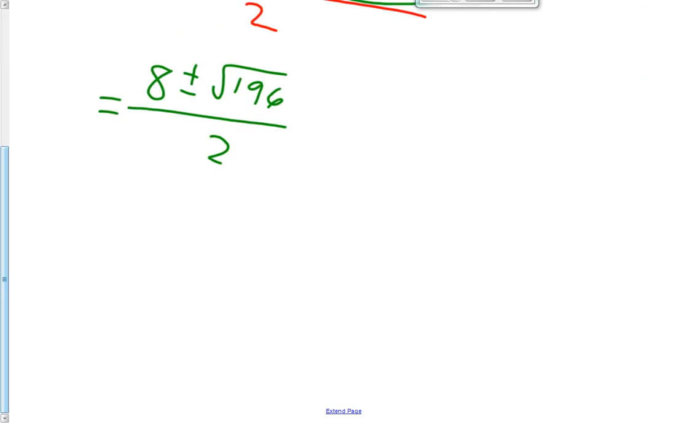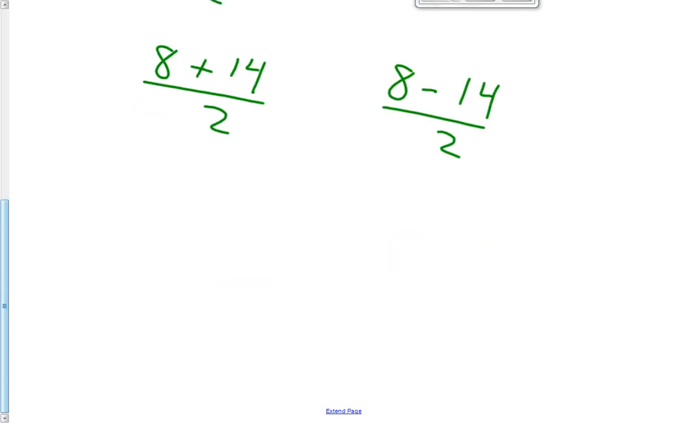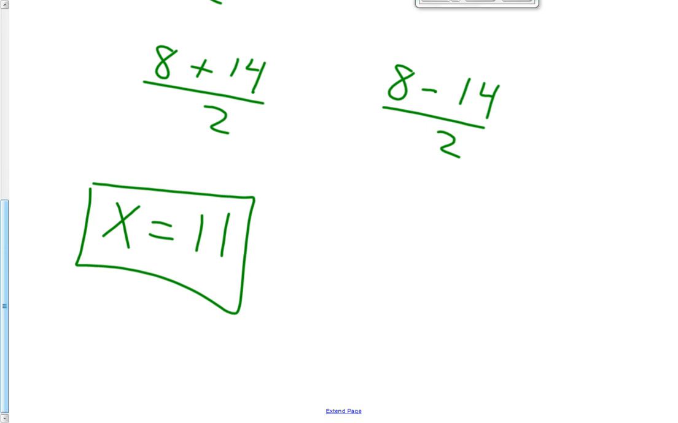The square root of 196 is 14. So it's 8 plus 14 divided by 2, and 8 minus 14 divided by 2. 8 plus 14 is 22. 22 divided by 2, x equals 11. That should have been one of your answers, and the other answer, 8 minus 14 is a negative 6. A negative 6 divided by 2 is a negative 3. So our two answers are x equals 11 and x equals a negative 3.